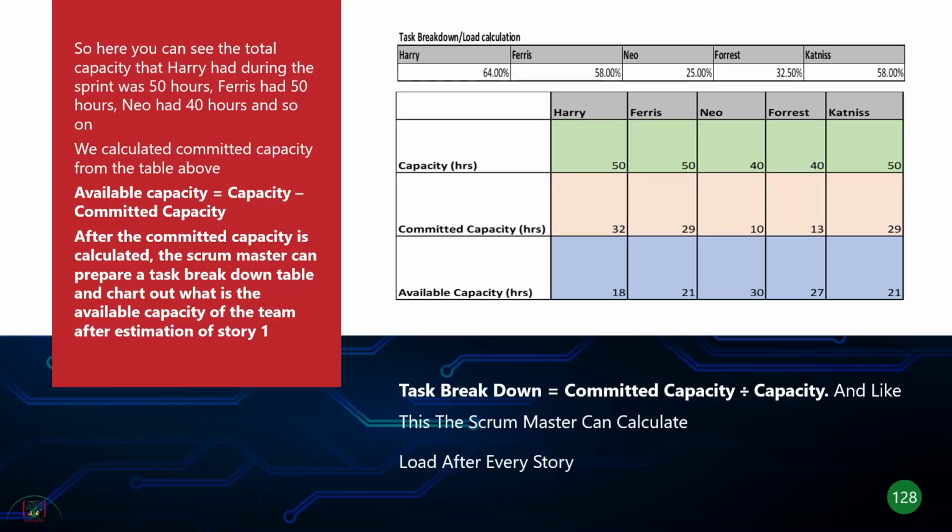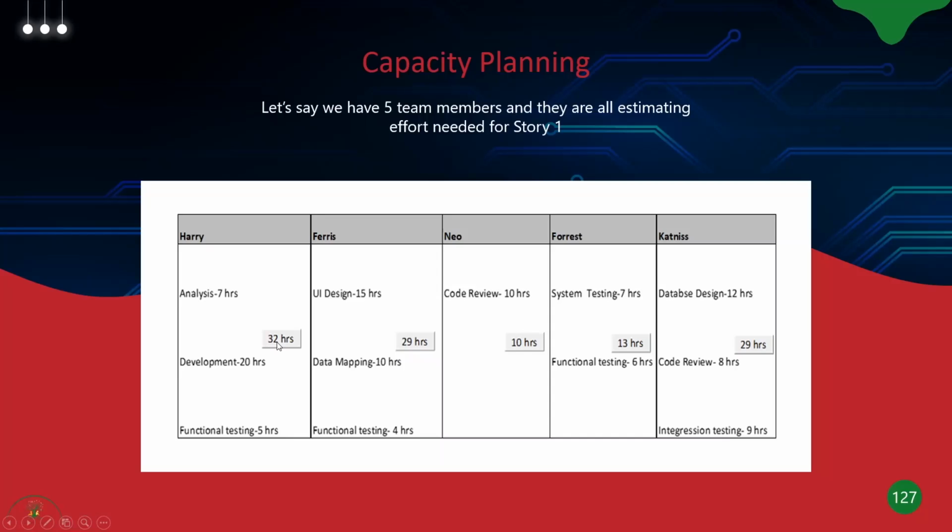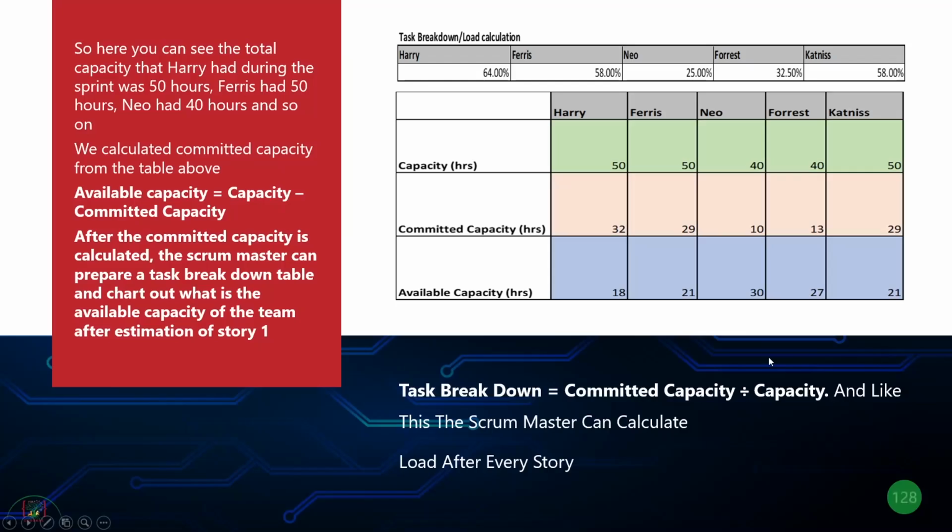Now, what you need to do is find out the committed capacity, right? Committed capacity is basically what we got from the previous table. If I go back to the previous table, you can see this is what the team members are ready to commit. So Harry is 32, Ferris 29, Neo 10, Forrest 13, and Katniss 29. That's what I have here in the second row.